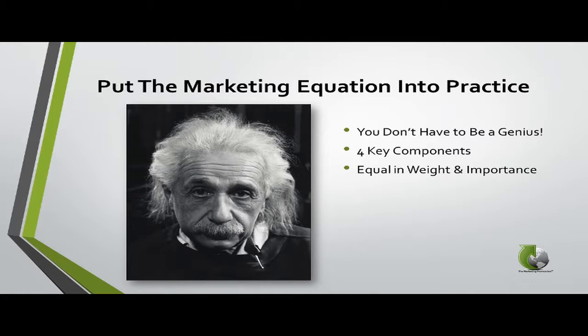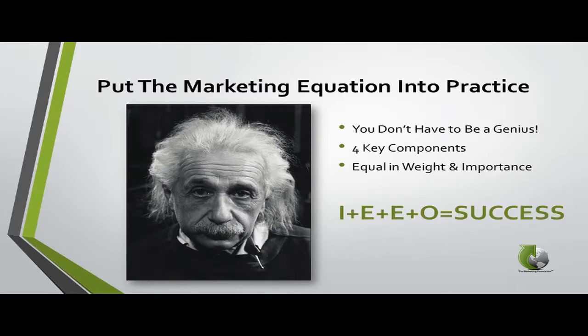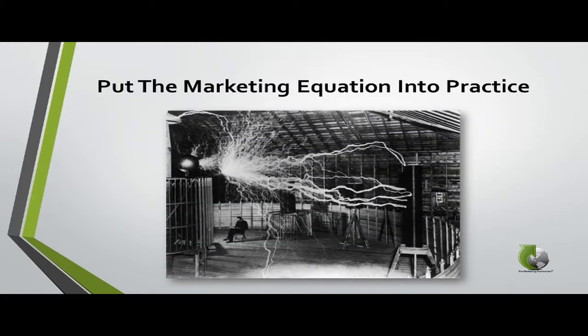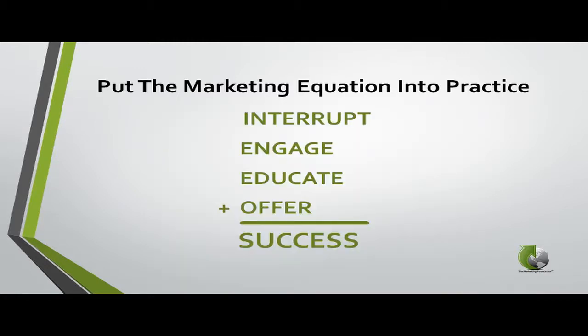We do this through what's called the marketing equation. It has 4 parts, each of equal weight, and we summarize it as this: I plus E plus E plus O equals success. Specifically, the equation we're talking about is interrupt, engage, educate, and offer in order to create a successful ad. You know, the marketing equation has been around for well over 100 years, and we're going to make sure that you follow it on your website, social media, flyers, circulars, any marketing or advertising that you create.